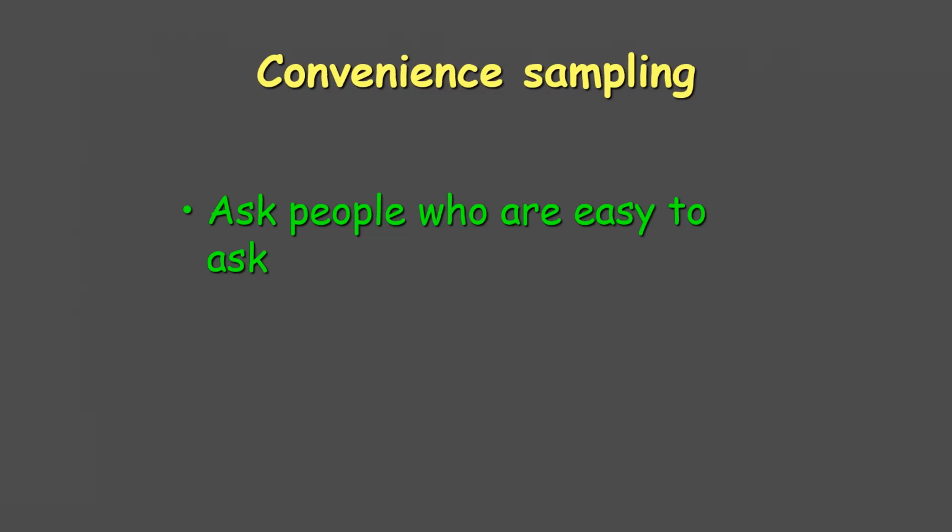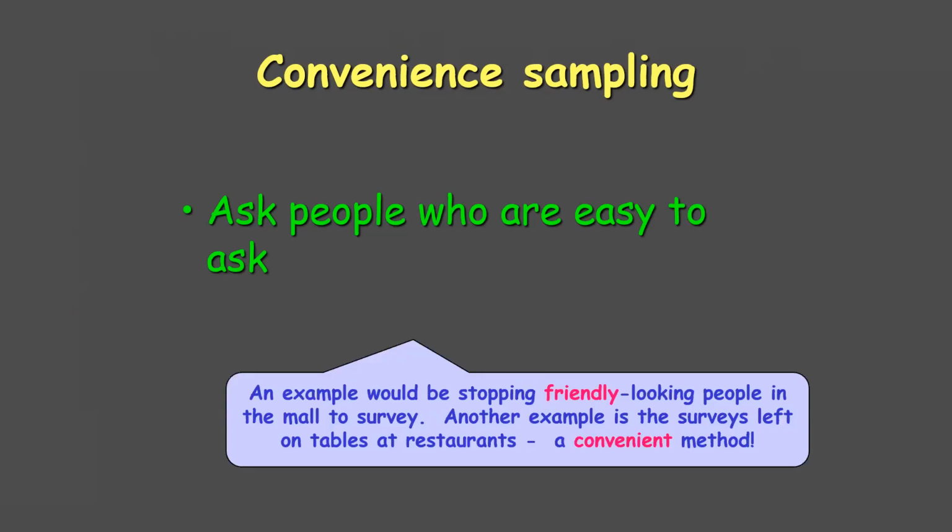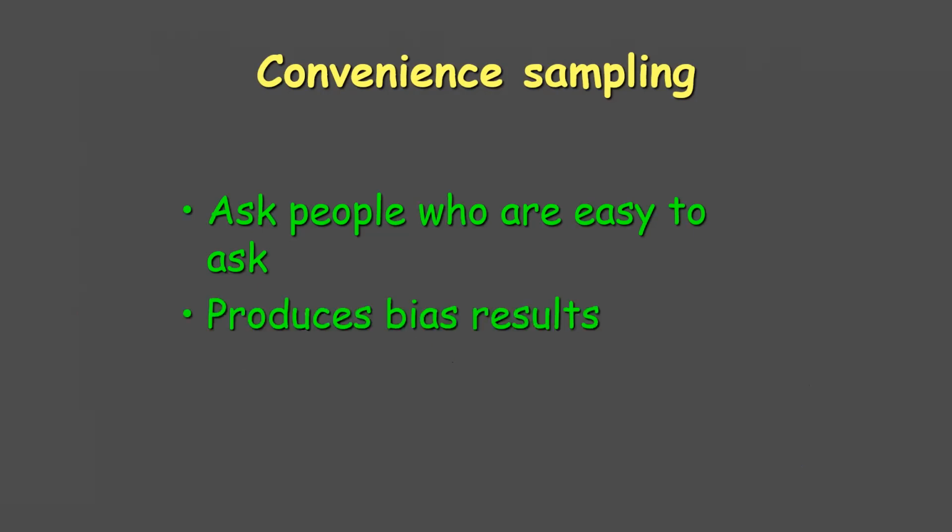It doesn't mean you could be getting data from everybody. Okay, another way is a convenience sample, which could be just standing at the front of a store and asking the first 20 people that walk in. Okay, that's very easy to do. A problem with convenience sampling, while it's very easy to do, is that it produces biased results.